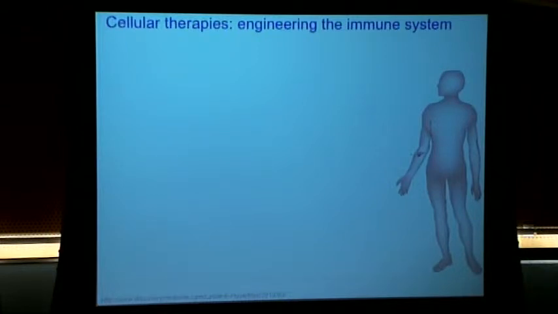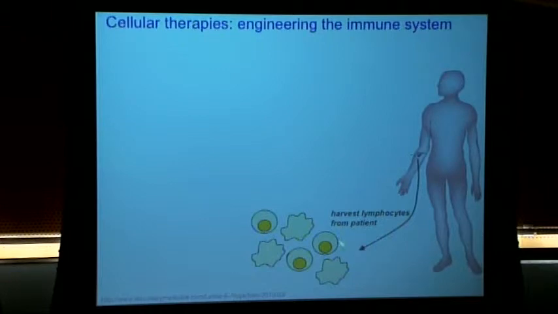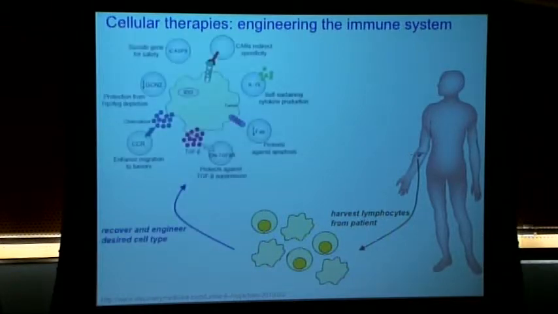Okay, so now I'm going to go into a particular application that we've been working on with a clinician up in Seattle at the Children's Research Hospital and Fred Hutch Institute. This is on developing better immune system based therapies. The basic idea is that in this type of immunotherapy application, you're going to harvest lymphocytes from a patient, recover the desired cell type, and then engineer that cell type with particular types of therapeutic functions.